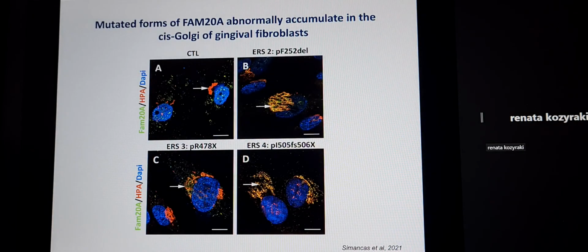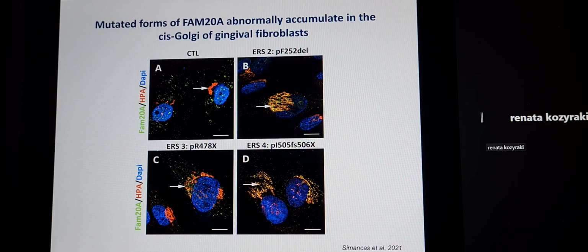Actually, when we analyzed the distribution of these mutants in human fibroblasts, we found that normally FAM20A is expressed in these vesicles. Some of them could be endoplasmic reticulum, but we don't have a clear colocalization with that. But anyhow, all the other mutations, including that one which affects the FAM20A, FAM20C interaction domain, were leading to the mislocalization of the mutant FAM20A in the cis-Golgi compartment, as you can see with co-staining with the specific markers.